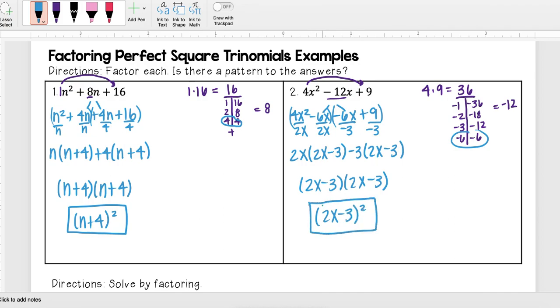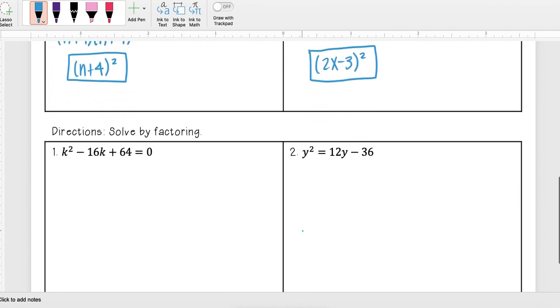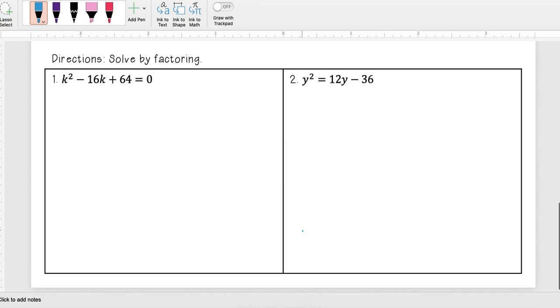squared. And so I see the pattern. If I am factoring a perfect square trinomial, I'll end up with the same thing. So I can just say it's the same, that's squared. Okay, go ahead and pause the video. I want you to try and just first factor out number 1.